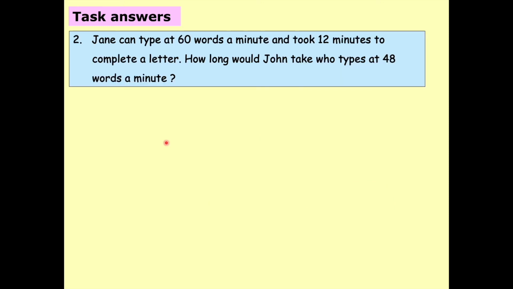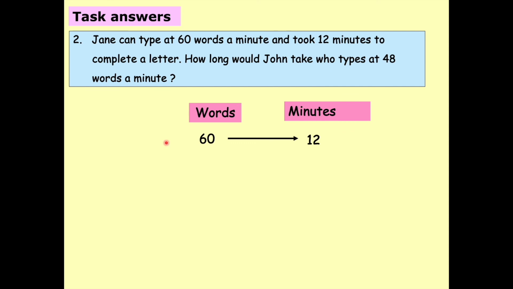Question 2. Jane can type at 60 words a minute and it took 12 minutes to complete a letter. How long would John take, who types at 48 words a minute? So for 60 words a minute, it takes 12 minutes for Jane to complete a letter. This is a speed they're typing at, so technically this is a speed. So for a speed of 1 word per minute, it would take Jane 720 minutes to complete the letter.